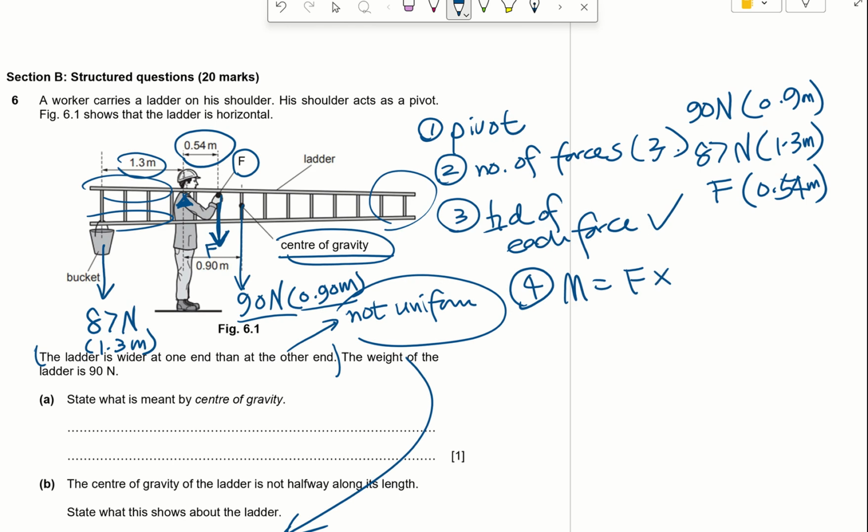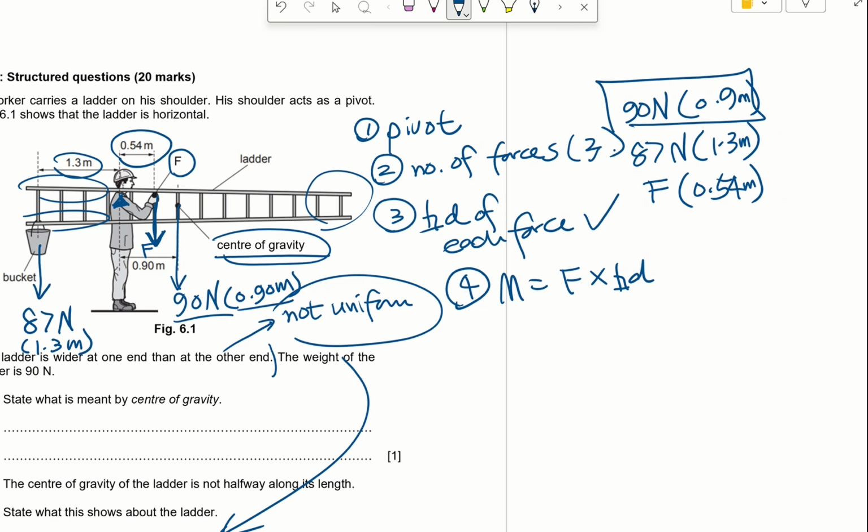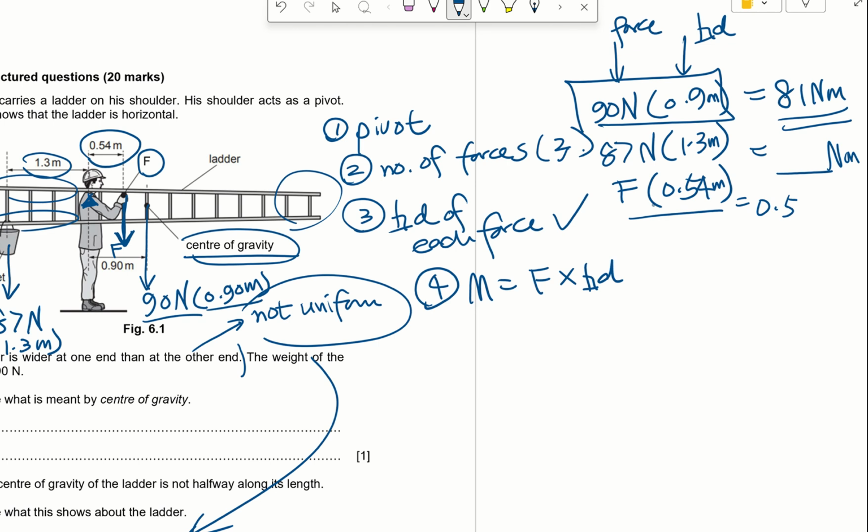And moment is force times perpendicular distance. So when you see how I present the answer, this is the force part. Okay, this part is the perpendicular distance. Okay, and once you have found all the perpendicular distance, it becomes very simple. So I got my step 4. Moment due to the 90 Newton is 81 Newton meter. For the 87 and 1.3, it is of a certain value. Okay, then for this, it is equal to 0.54 F Newton meter.